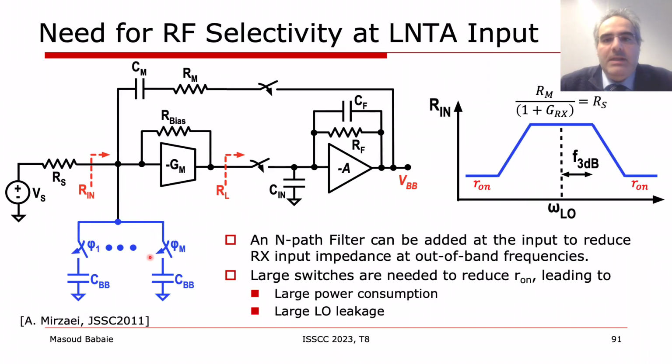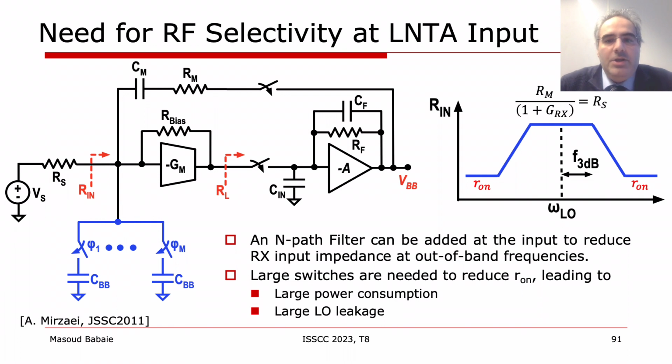To reduce the receiver's input impedance at out-of-band frequencies, one can add an M-pass filter at the receiver input. Inside the desired band, the input impedance of the M-pass filter is large and the receiver's input impedance is determined by Rm over Grx. However, at far-out frequencies, the input impedance of the M-pass filter drops to Ron, thus realizing a low impedance at the receiver input and attenuating the blockers significantly.